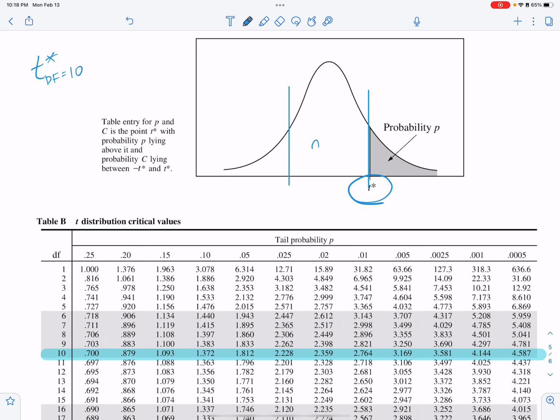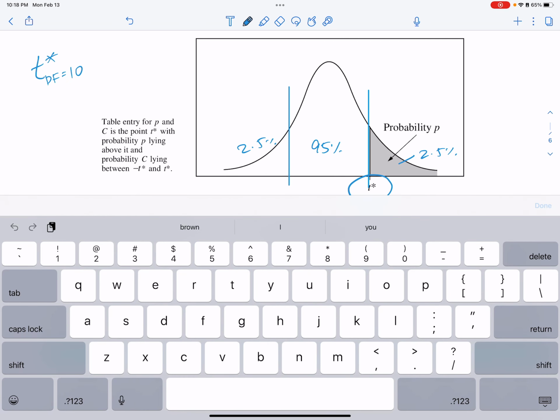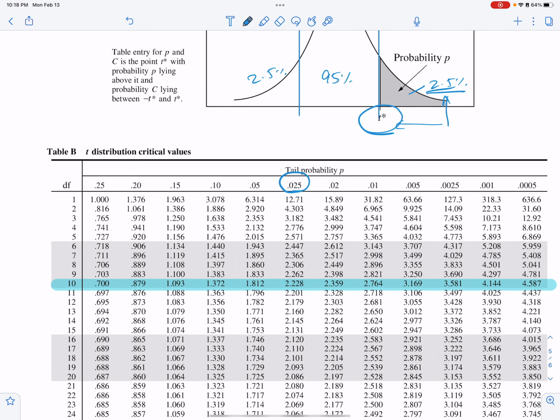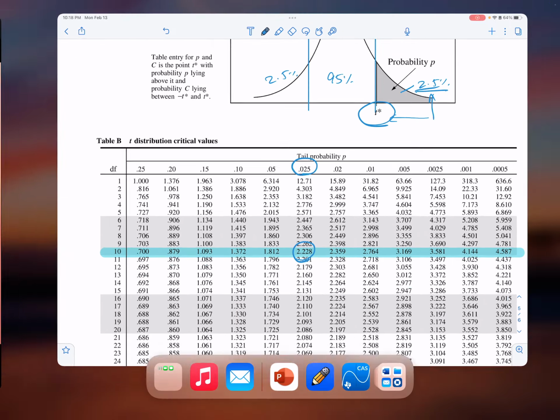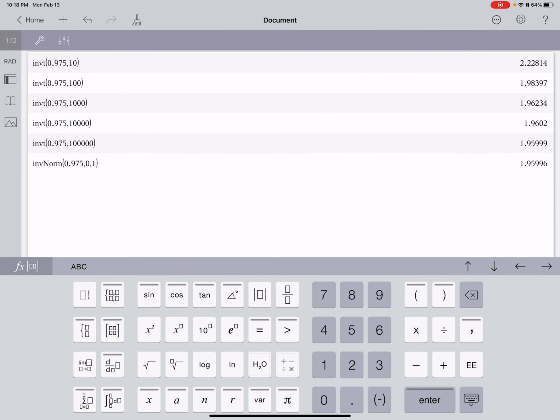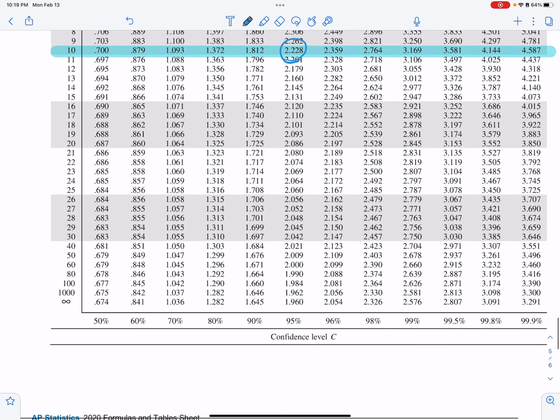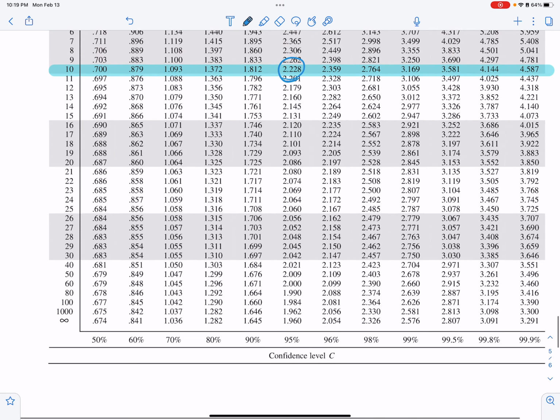Remember, 95% means this outside here is 2.5%. And remember, the t-star's graph starts from here and goes in this way. So I'm looking for 2.5%. And this here is 2.5%. So if you look here, that's 2.228 at degrees of freedom of 10. And if you remember back in our calculator, you can see that top one, 2.228, that's what it was for my calculator. If you go down here, still at 2.5% on the same column, 100 is this one here.